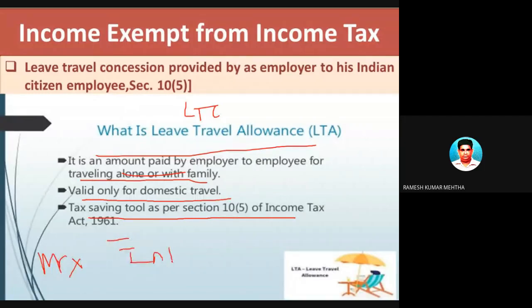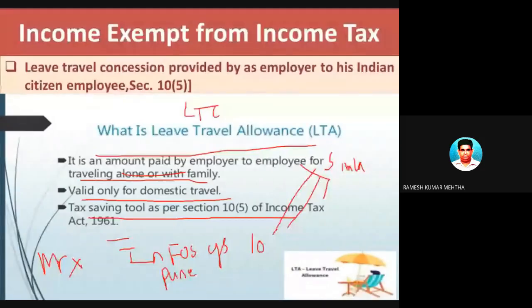So for example, Mr. X is working in Infosys and he has worked for almost 10 years. He goes on leave travel with his family members. He is working in Pune and he goes to Simla. All the expenses for traveling, lodging and boarding are borne by the company or reimbursed by the company. So this is called leave travel allowance.